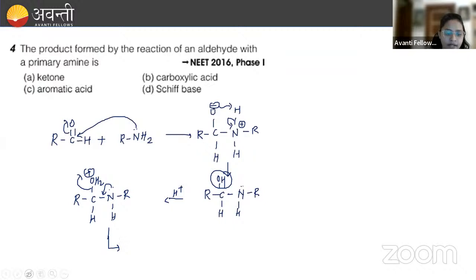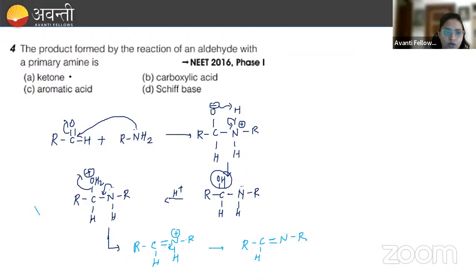So here I will write our compound like this way. I will get R, C double bond, N, R, H and H. Okay, but now even though there are 1, 2, 3, 4 bonds, so here there will be the positive charge. So now what will happen, this hydrogen will leave and there will be formation of R, C, H double bond N, R. So what is this?